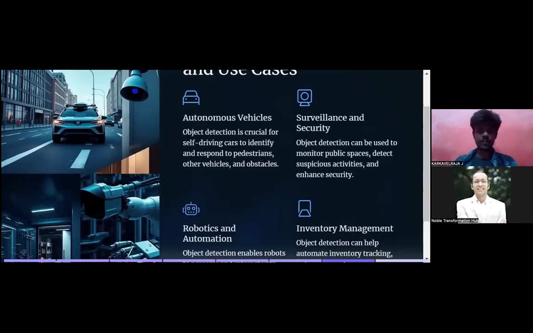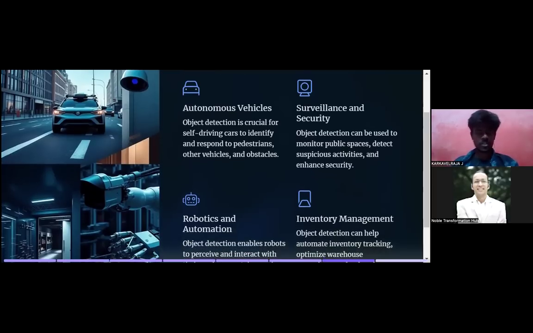Surveillance and security: object detection can be used to monitor public spaces, detect suspicious activity and enhance security. For example, if we attach this object detection model to a surveillance camera, we can identify anomalous people who are not registered within the company. We can have a database and feed images of the persons. Say he and I both belong to a company. Then we train the model with both our images, so it will not raise any security violation. If it is someone else, there will be a security violation, which is done purely using object detection.